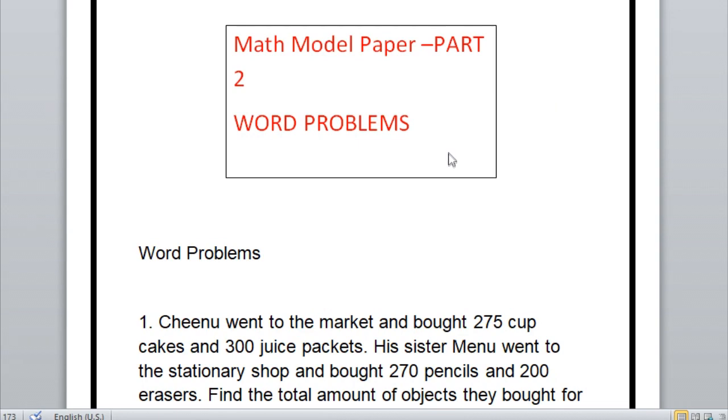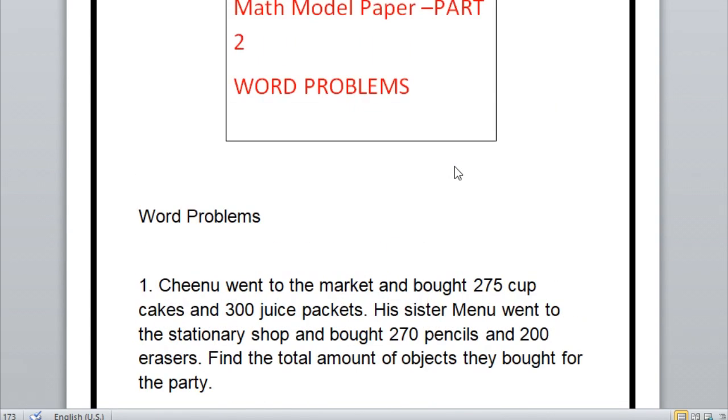Today, my topic is about math word problems in the two topics addition and subtraction for grade 3 students. So here we go. Word problems.